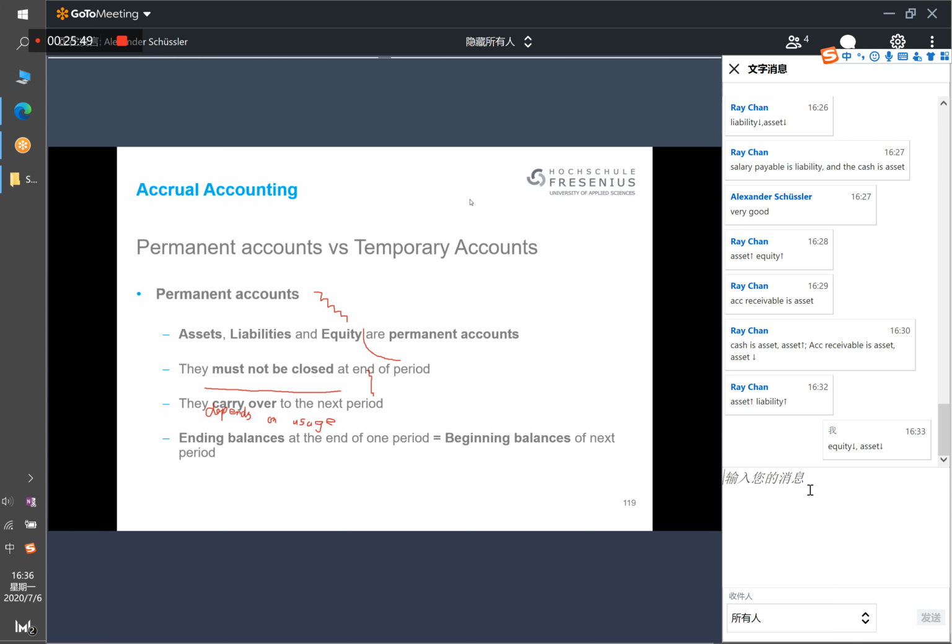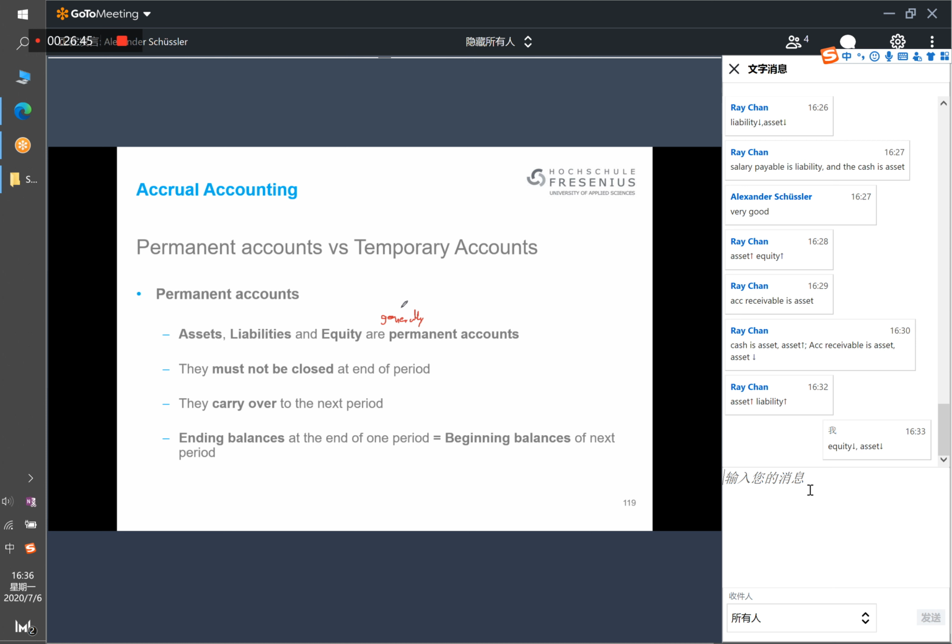In accounting, we have permanent accounts and we have temporary accounts. What is the difference? Assets, liabilities, and equity generally are permanent accounts. They must not be closed at the end of the period. What does that mean? They carry over. So what are examples for asset accounts that carry over?